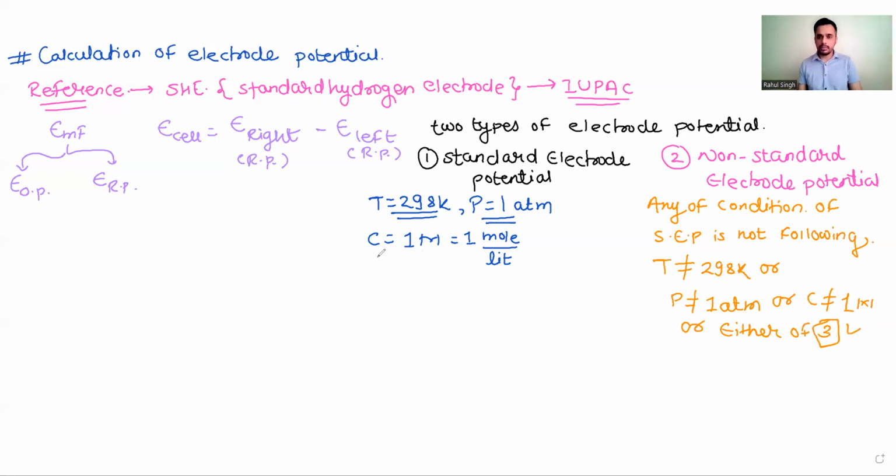So these are the terms that we have to keep in mind while solving this one. There are two types: calculation of electrode potential on the basis of the reference electrode we are taking, that is the SHE, standard hydrogen electrode, which is provided by IUPAC. And while calculating electrode potential, we have two parts: standard electrode potential and non-standard electrode potential. So before proceeding, we should understand what exactly the SHE means.